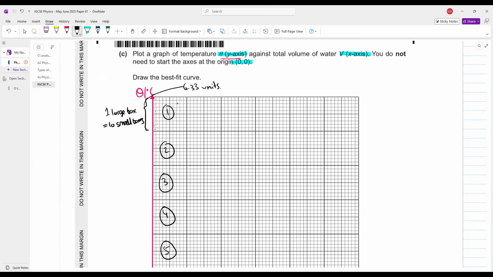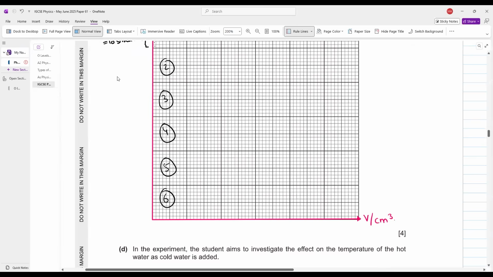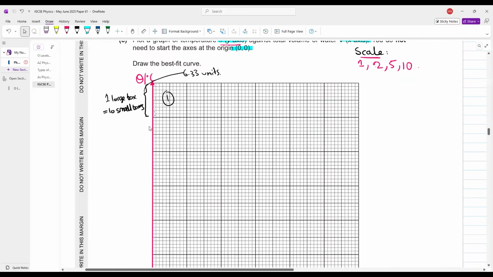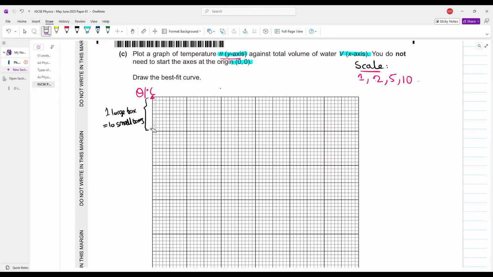But there is a problem. Always remember, whenever you are choosing a scale, your scale should be in the multiples of 1, 2, 5 and 10. Sir, what do you mean by that? Although I have explained this a lot in my ATP playlist, let me do it again. What do I mean by this?